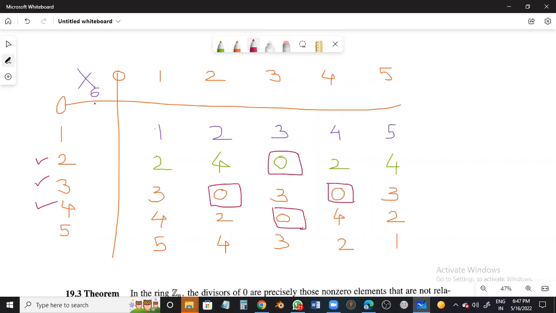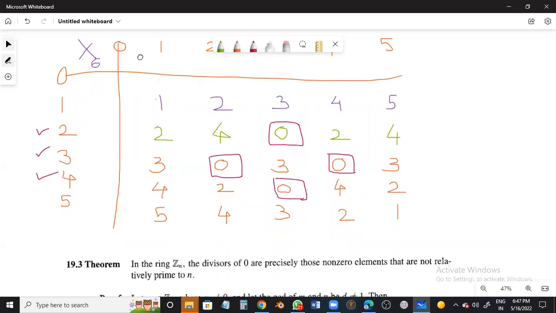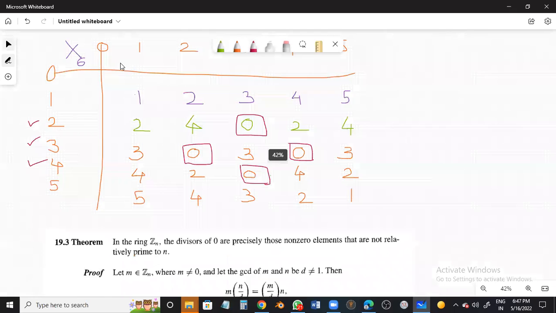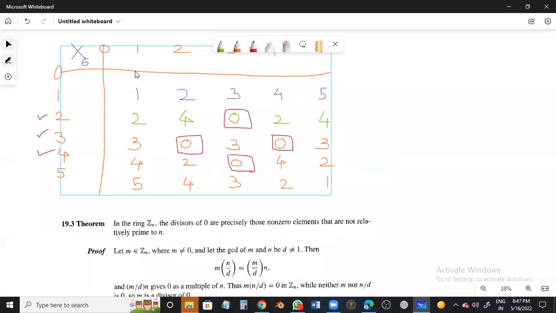And what you observe, 2 and 6, what is their GCD? 2. GCD of 3 and 6, 3. GCD of 4 and 6, 2. So yes, they are not relatively prime. But you can see 1 and 6 are relatively prime, 5 and 6 are relatively prime. So 1 is not a divisor of 0. 5 is not a divisor of 0. I feel all of you are following this.